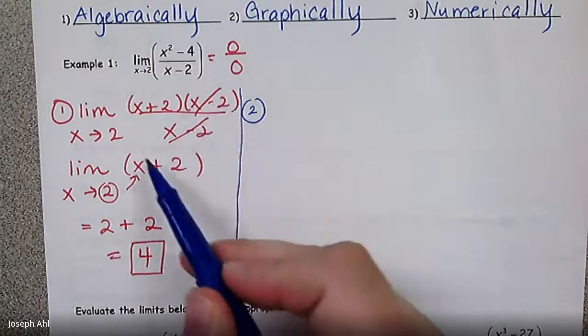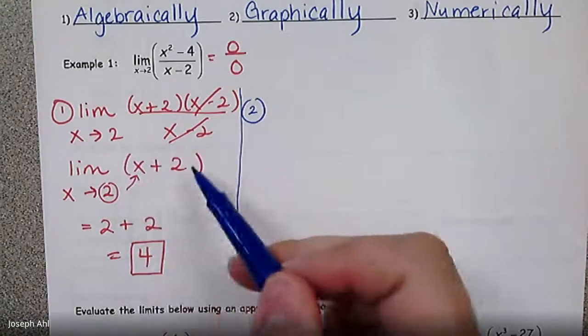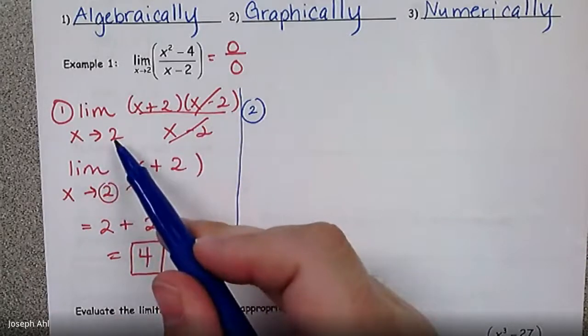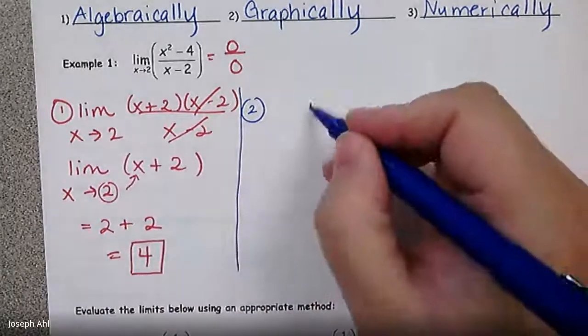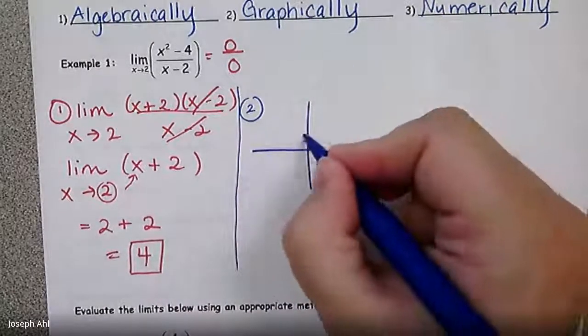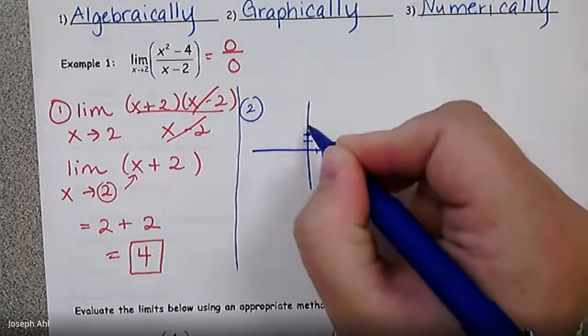And it's the fact that I'm going to graph the function x plus 2, but there's going to be something weird happening at x equals 2. Maybe you remember what that is from last year. So if I graph x plus 2, that's a linear function with a y-intercept at 2. So we're going to rise 1 and run 1.